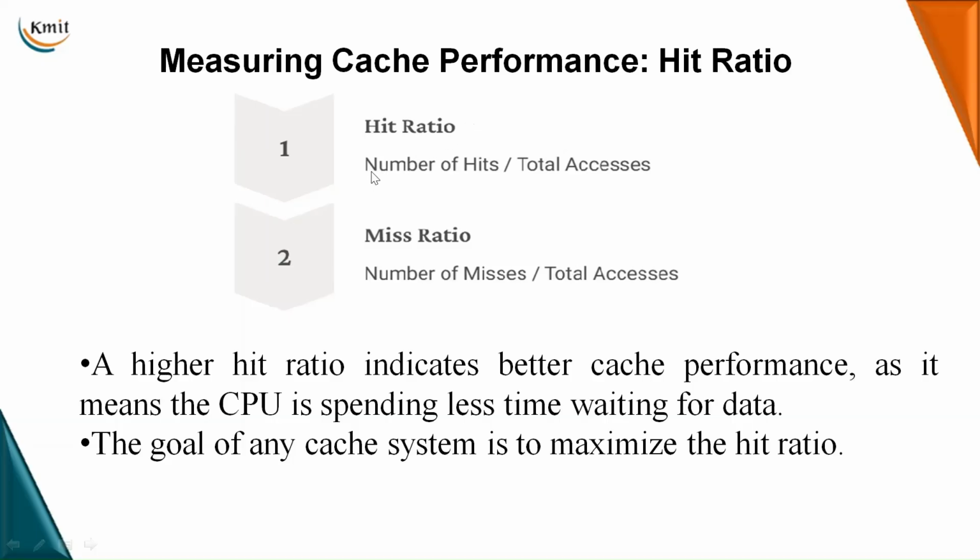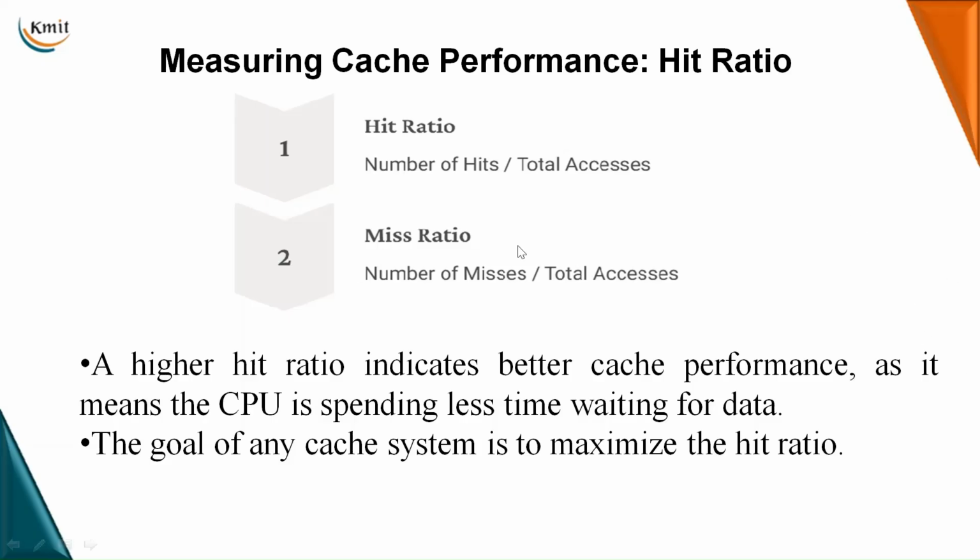Hit ratio is the number of hits divided by total accesses. For example, say the CPU has accessed that particular word 10 times. Out of 10 times, it is present in the cache only 2 times. So the ratio is 2 by 10, and the performance of the cache is 0.2. Say, for example, out of 10 accesses the number of hits is 9. In that case it is 9 by 10, so 0.9. That is called the hit ratio.